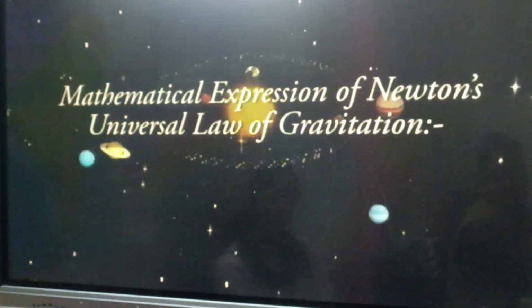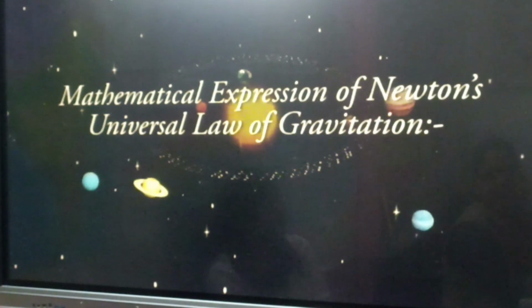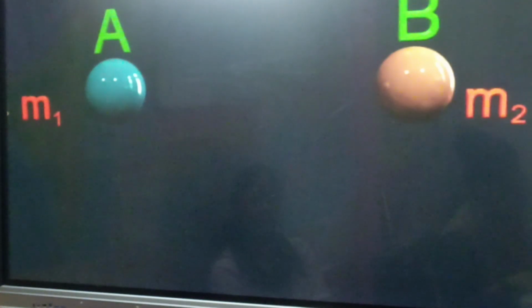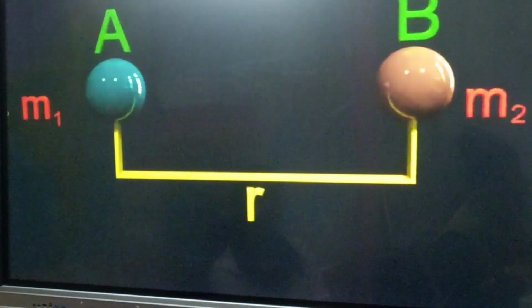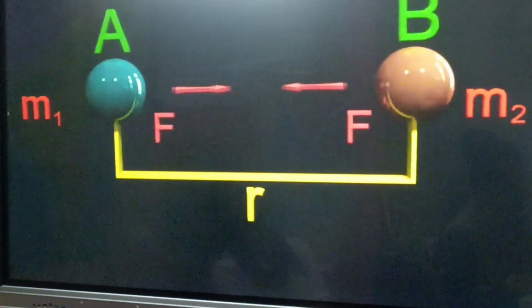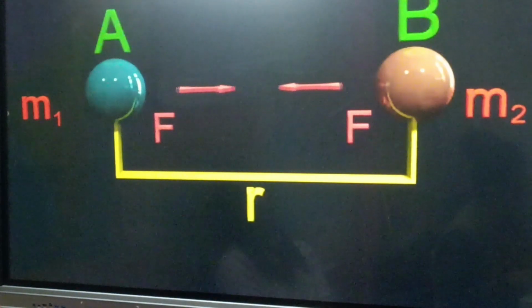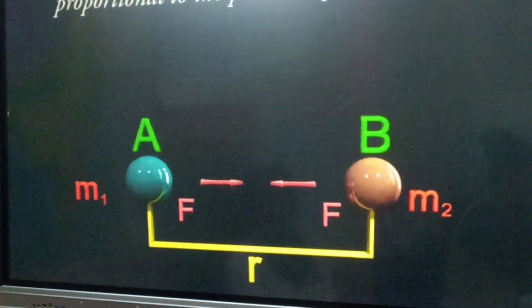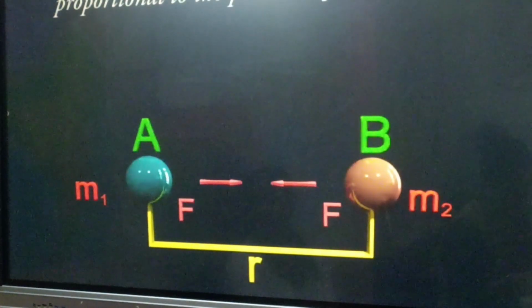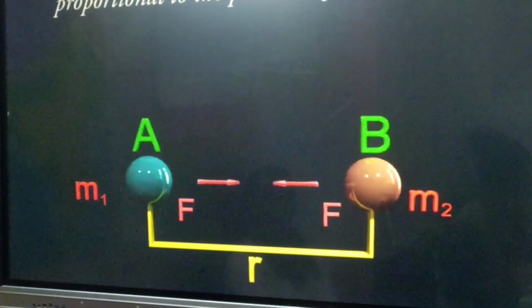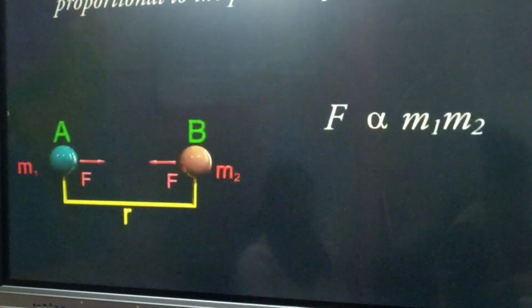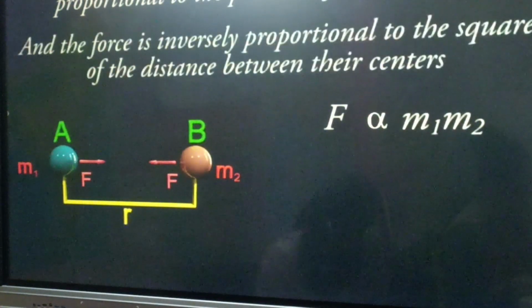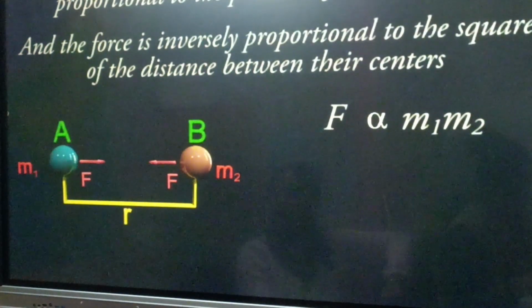Mathematical expression of Newton's universal law of gravitation. Let A and B be two objects of masses m1 and m2 respectively, and r is the distance between their centers. If F is the gravitational force of attraction between these objects, then according to Newton's law of gravitation, the force between the two objects is directly proportional to the product of their masses, and the force is inversely proportional to the square of the distance between their centers.